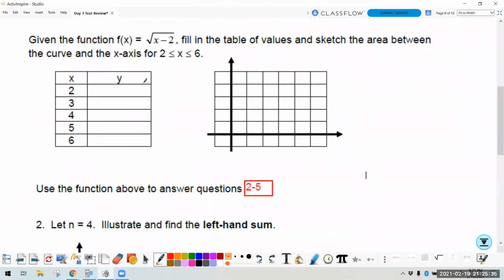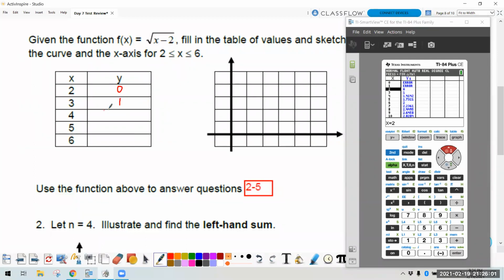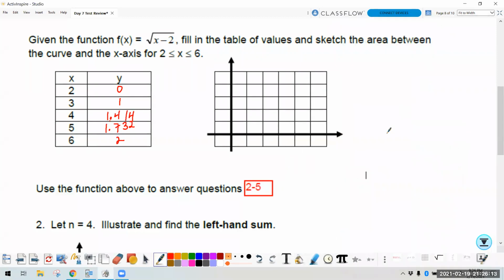Given this function, find the y values. Let's go back to auto. There we go. So 2 is 0. 3 is 1. 4 is 1.4. 1.732 and 2. And sketch the area between 2 and 6. All right. 2, 0, 3, 1, 4, 1.4, 1.7, 2.